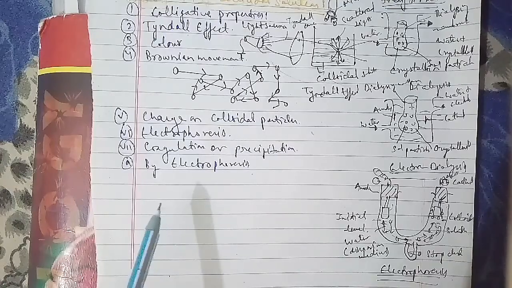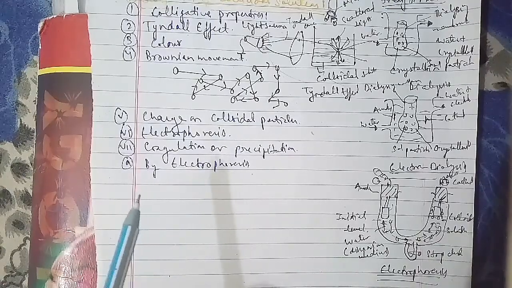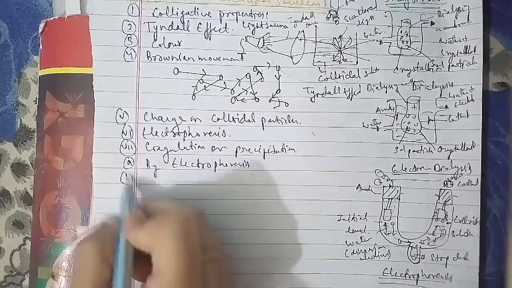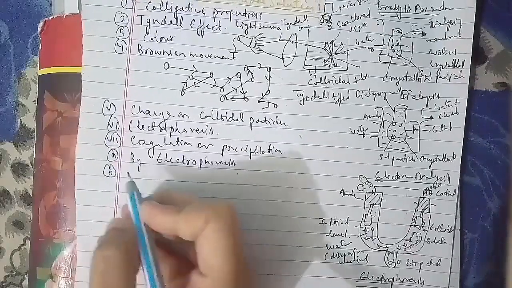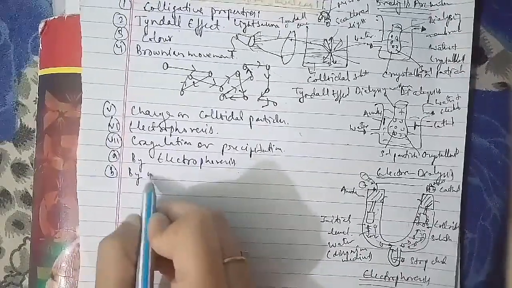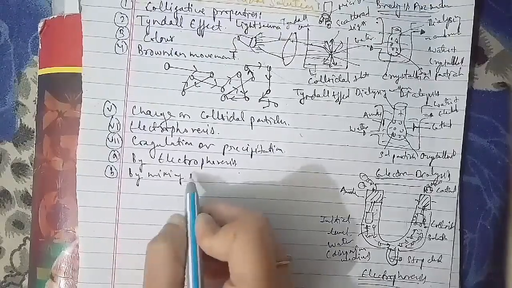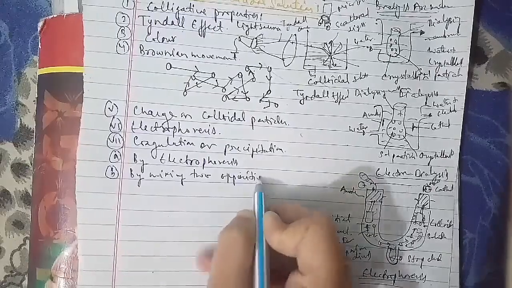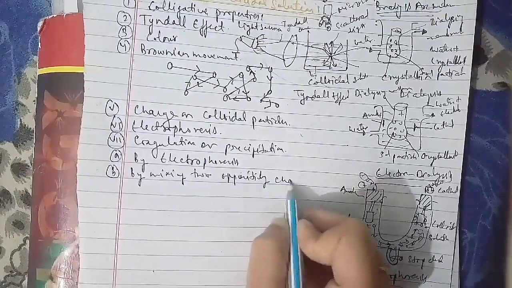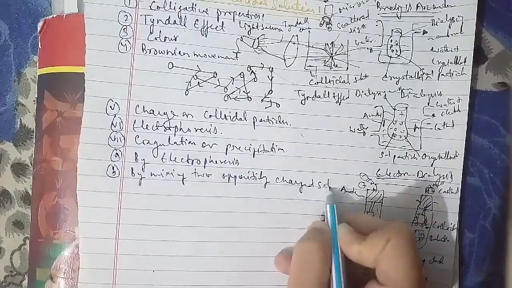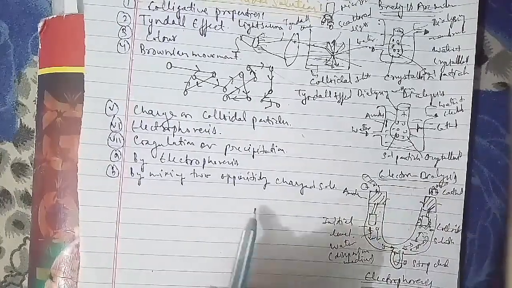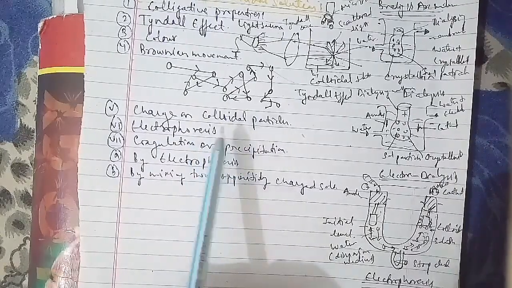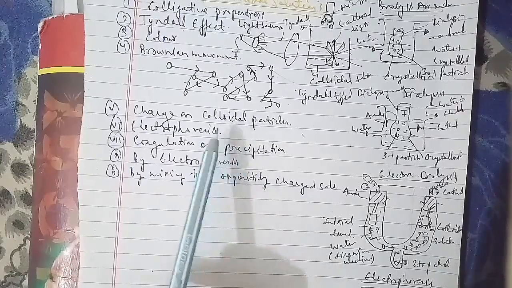By mixing two oppositely charged sols. In the same case, the oppositely charged sols, when mixed in almost equal proportions, neutralize their charges, and the sol is partially or completely precipitated. Mixing of hydrated ferric oxide, which is a positive sol, and arsenious sulfide, which is a negative sol, brings about precipitation, and this type of coagulation is called mutual coagulation as well.